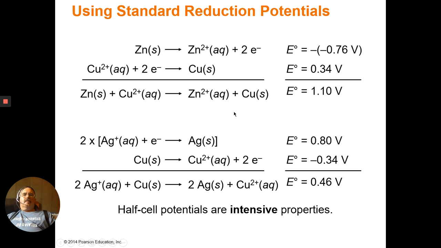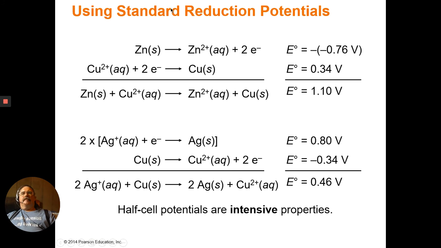So we could use the chart to calculate and predict what the standard cell potential would be for any combination, not just those involving the hydrogen electrode. Let's go back here.